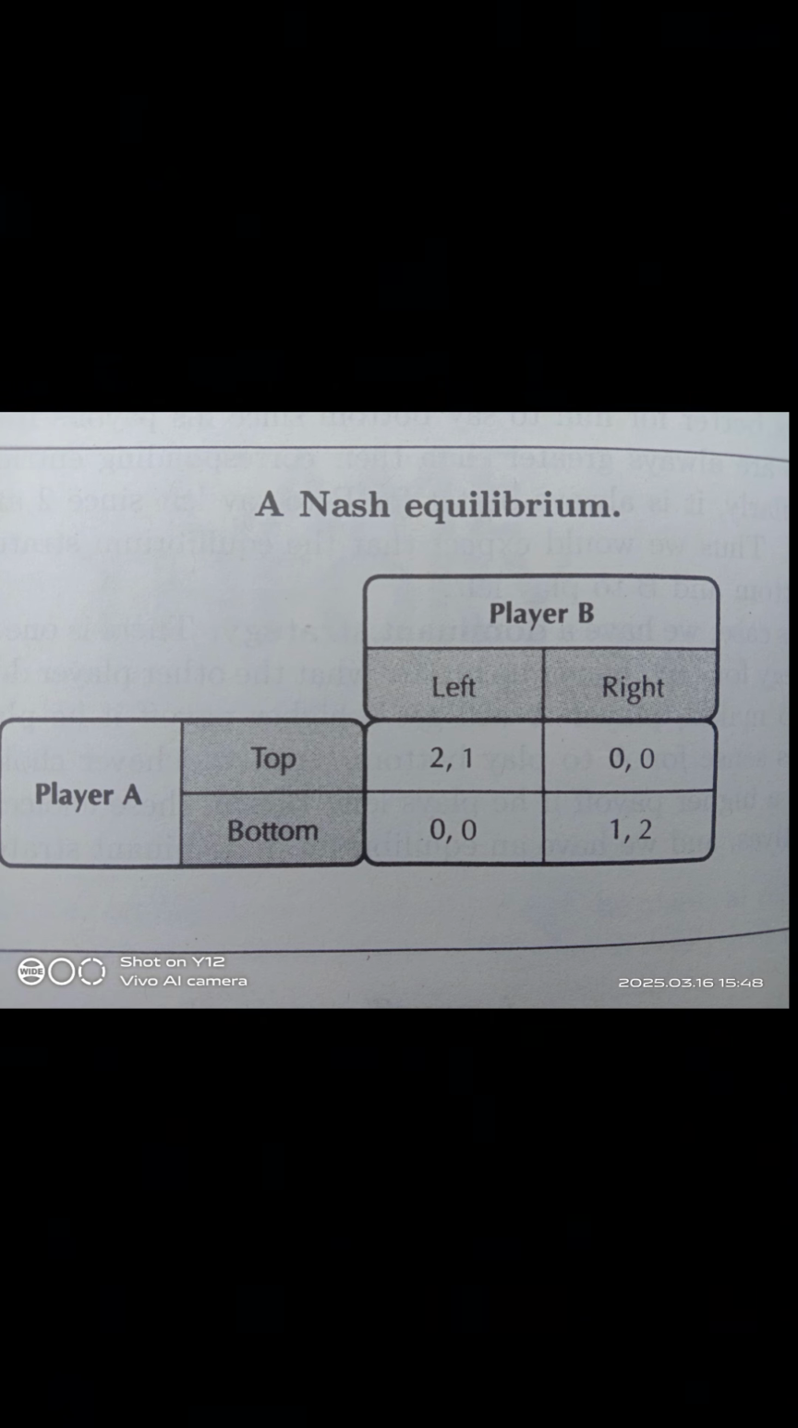This is the first problem. The second problem is that in this kind of game, there may be no Nash equilibrium at all. Some games have no Nash equilibrium. So these two are the shortcomings of Nash equilibrium. This is all about Nash equilibrium.